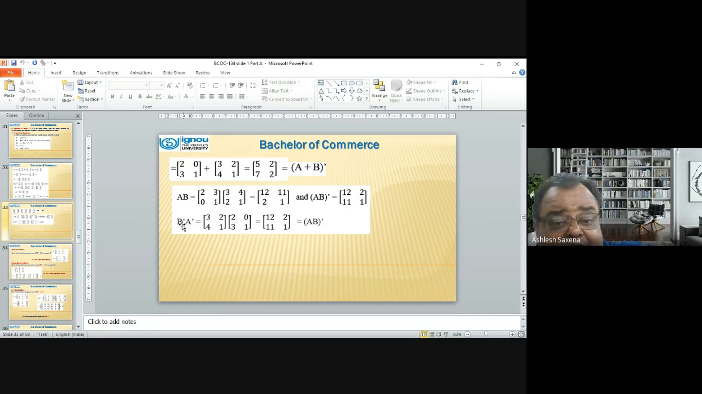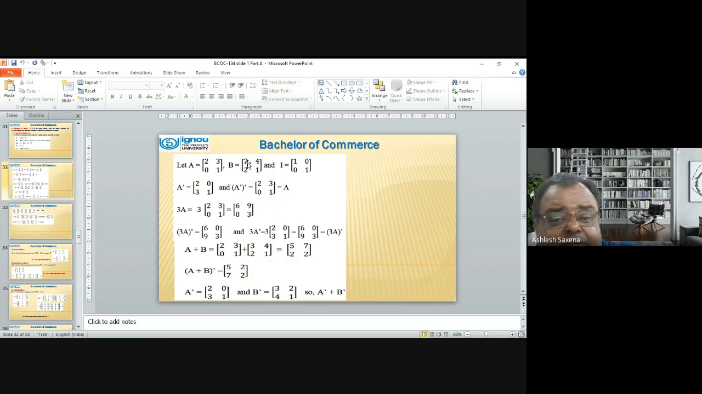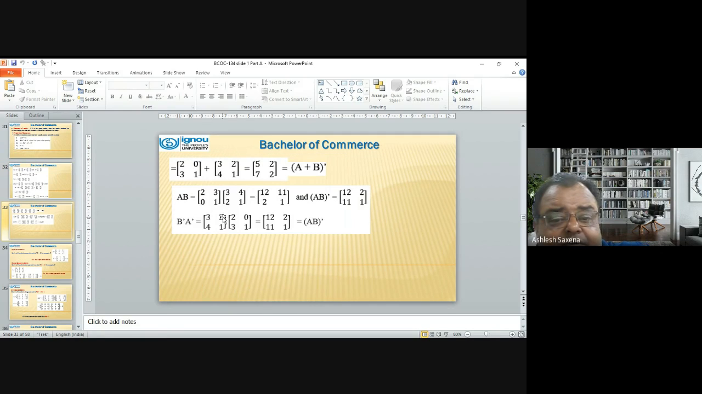Now B transpose means 3, 4, 2, 1, with A transpose. A transpose is 2, 3 and 0, 1. And we will be multiplying these two. This will be 6 plus 6, 12. 0 plus 2, 2. 3 plus 8, 8 plus 3, 11. 4 plus 0 plus 1. This is similar to that. That means (AB) transpose is equal to the product of B transpose and A transpose.